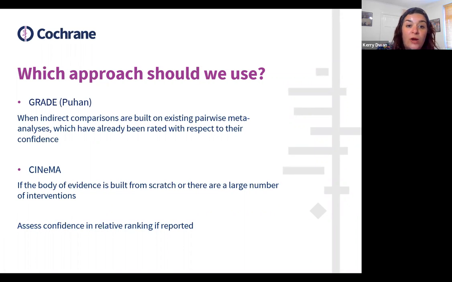So we often get asked which approach we should use. Well, the Cochrane Handbook does describe both approaches, and there are no empirical studies that actually compare both approaches. So it suggests the GRADE approach, also referred to as the Puhan approach or Brignardello-Petersen, because they extended the GRADE approach to network meta-analysis. So when indirect comparisons are built on an existing pairwise meta-analysis, which has already been rated with respect to its confidence, you should use that approach. However, if the body of evidence is built from scratch, or there are a large number of comparisons, then you should use CINeMA.